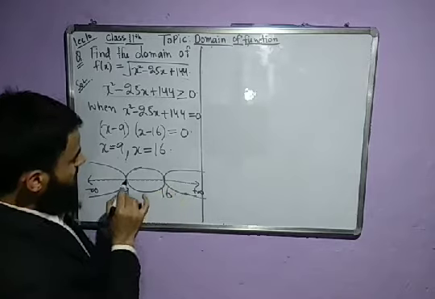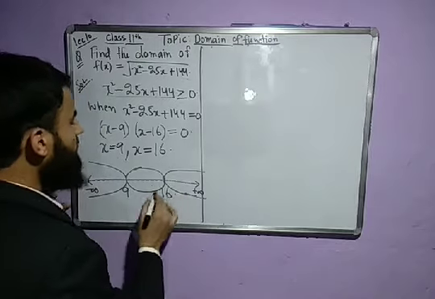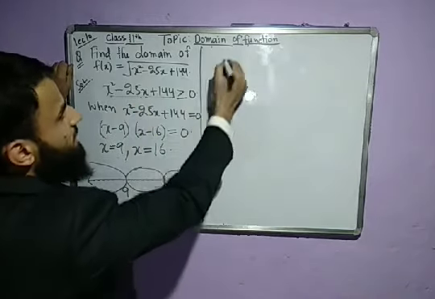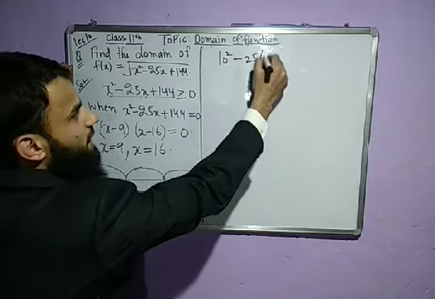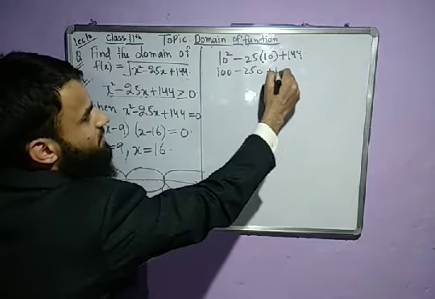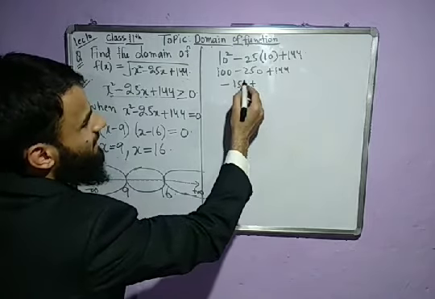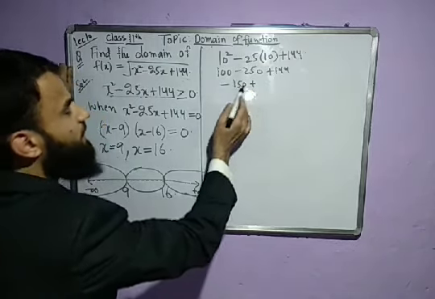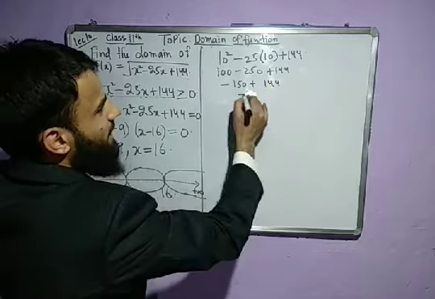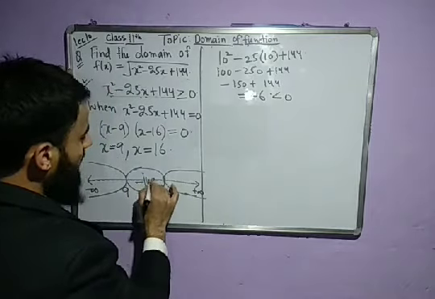Okay, let us check in between 9 and 16. In between of the two, let's suppose I take 10. Let us suppose I am putting 10 in this. So I will get 10 square minus 25 into 10 plus 144. That is 100 minus 250 plus 144. I will get minus 150 plus 144, and I will get minus 6, which is less than 0. That is, it is negative. It means in this region I have a negative sign.